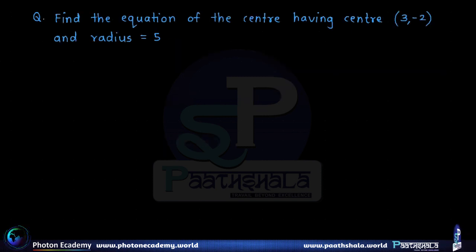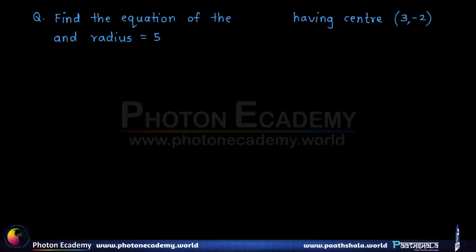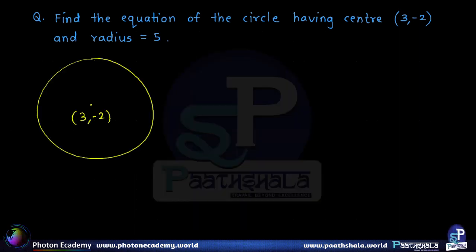Find the equation of the center. Sorry, I think there is a small mistake here. It should have been: find the equation of the circle having its center at 3, -2 and radius 5. So if you consider the center as 3, -2 and the radius is 5, and we consider a generic point x, y on it.